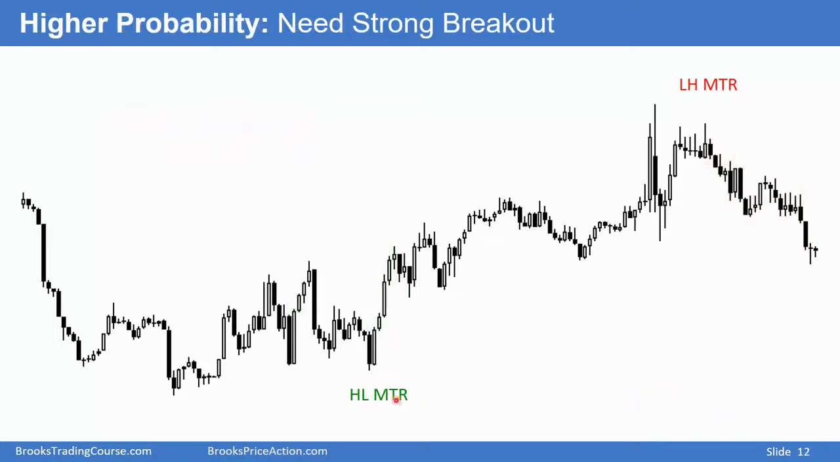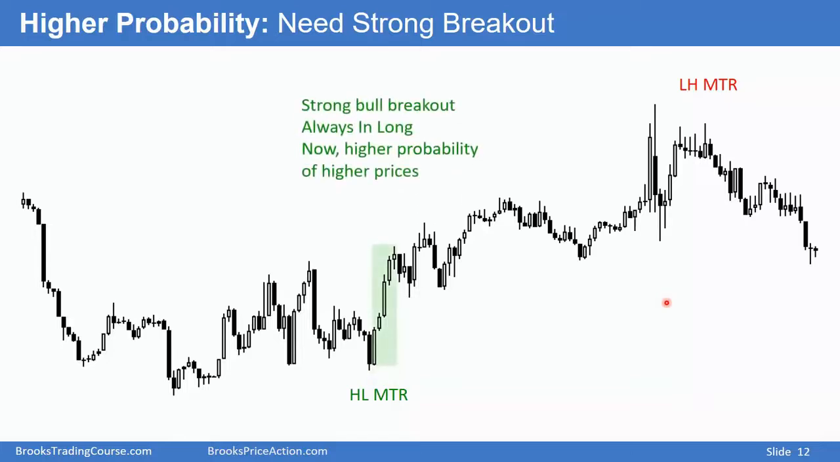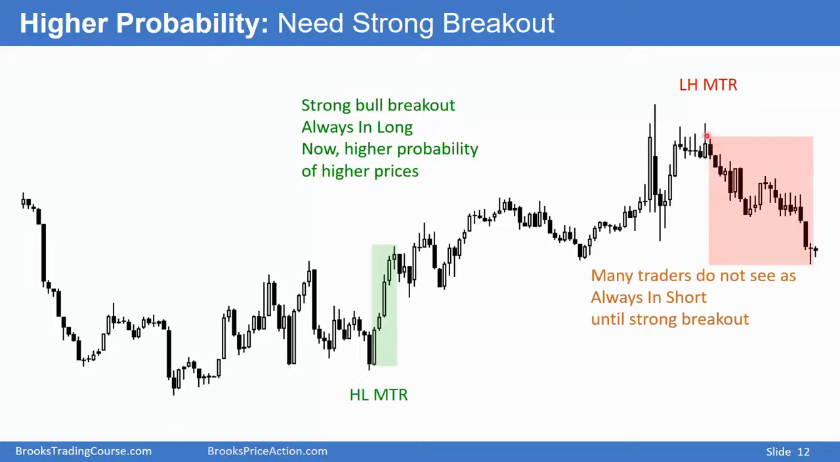Higher low major trend reversal, lower high major trend reversal. Here's the reversal pattern, here's the reversal. Now we have a high probability of higher prices. Reversal setup, starting to get a bear breakout. As the bear bars get added, the probability starts to go up that you're going to get lower prices.